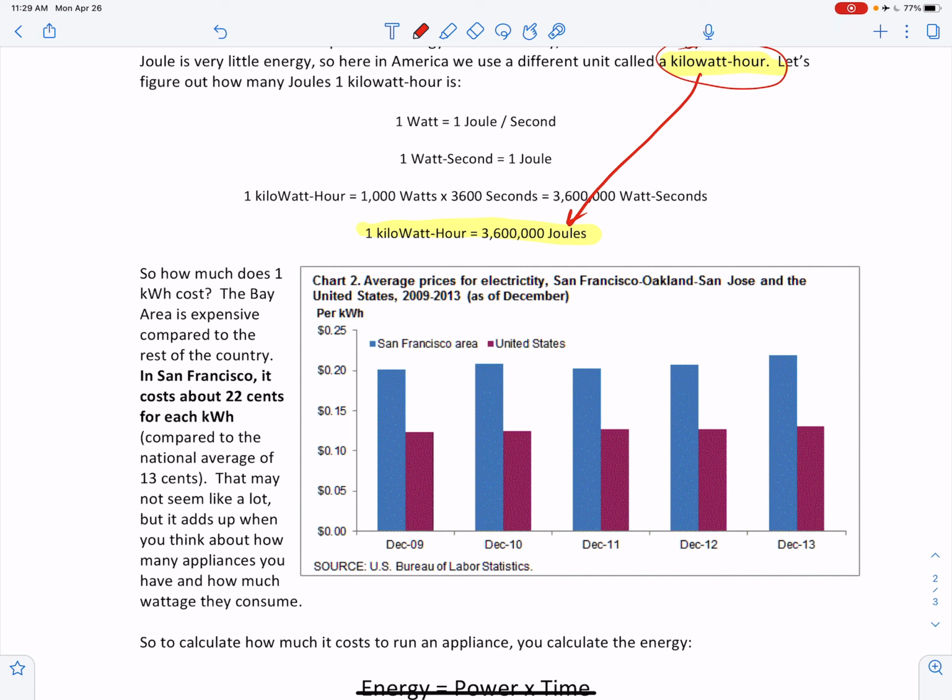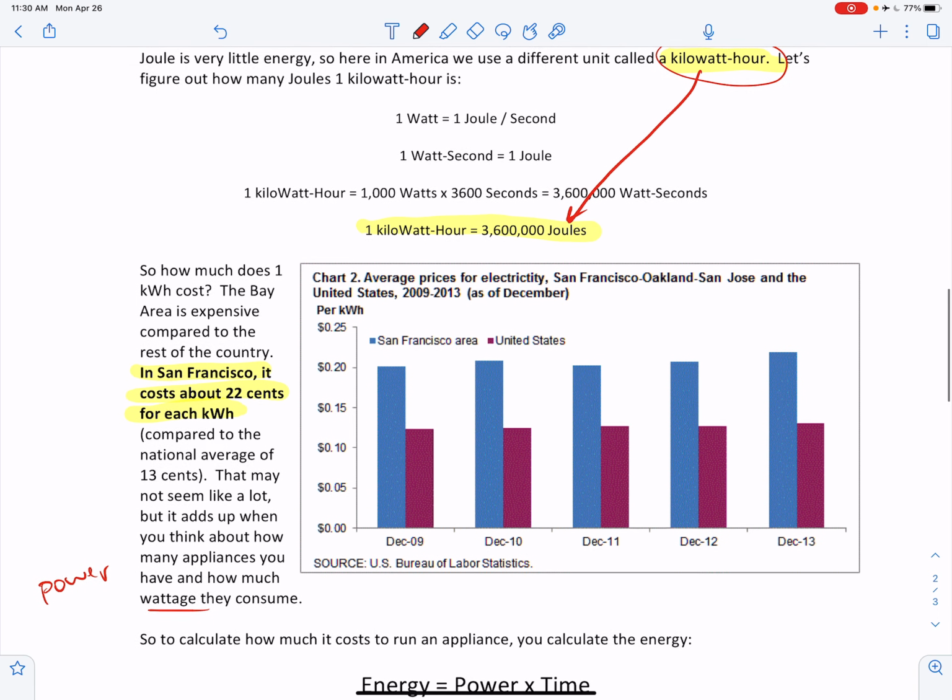So how much does 1 kilowatt hour cost? Well, the Bay Area is expensive compared to the rest of the country. In San Francisco, it costs about 22 cents for each kilowatt hour, compared to the national average of only around 13 cents. That may not seem like a lot, but it adds up when you think about how many appliances you have and how much wattage, right? Wattage means power. How much wattage or power they consume.